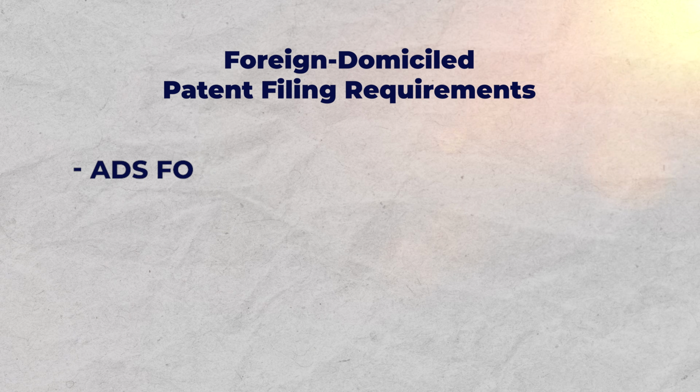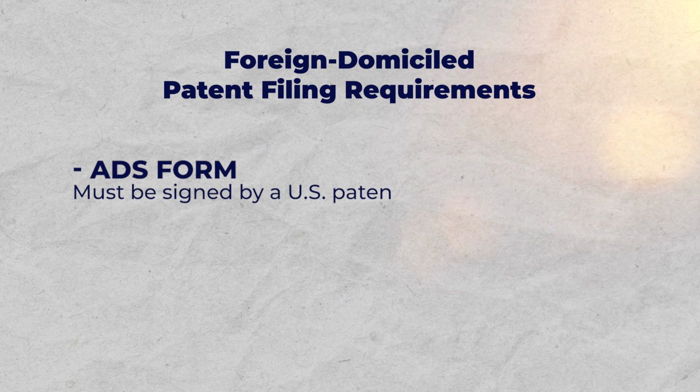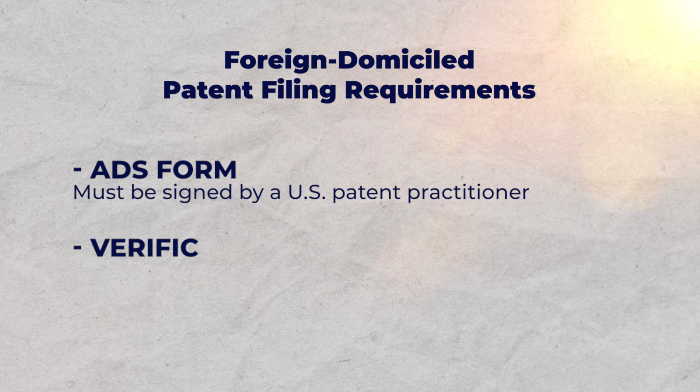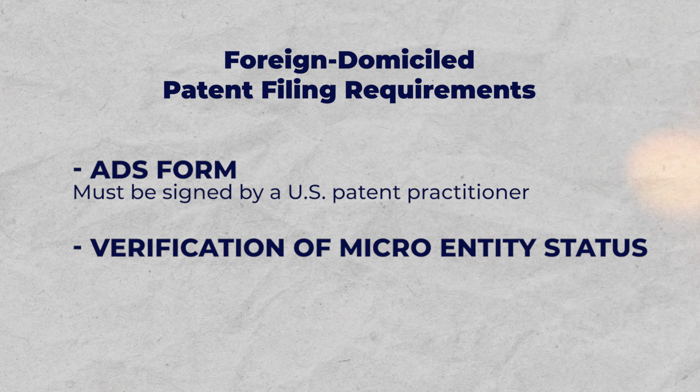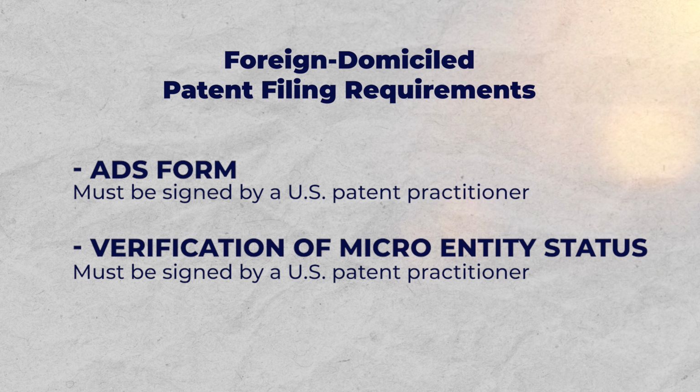If you're a foreign domiciliary, that is, you're filing from outside of the United States, the ADS form, that is the application data sheet, must be signed by a U.S. patent practitioner. The second document that needs to be signed by a U.S. patent practitioner, that is a patent attorney or patent agent, is the verification of microentity status. So if you're filing your provisional patent application as a microentity entitling you to reduced filing fees, then that verification form must be signed by a U.S.